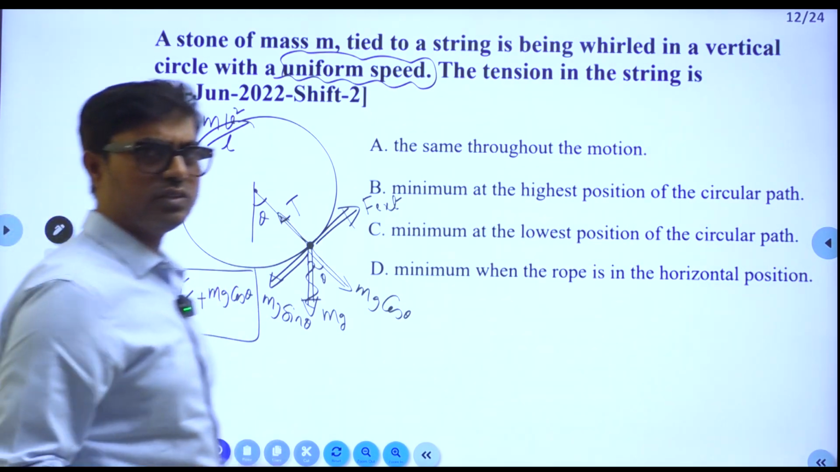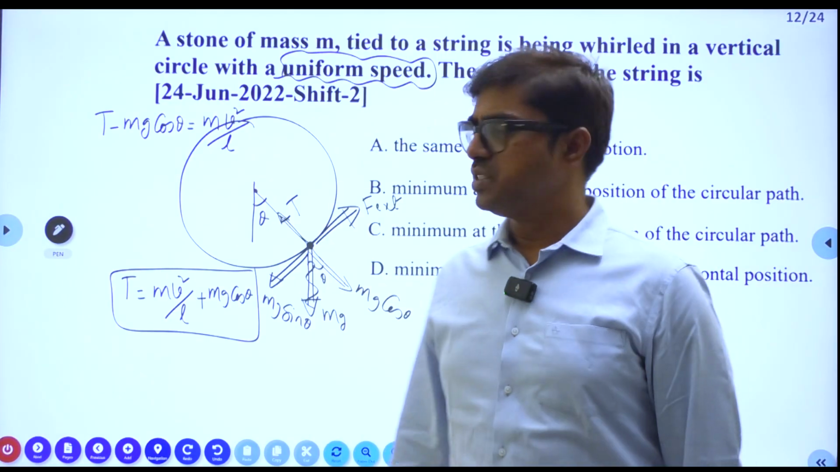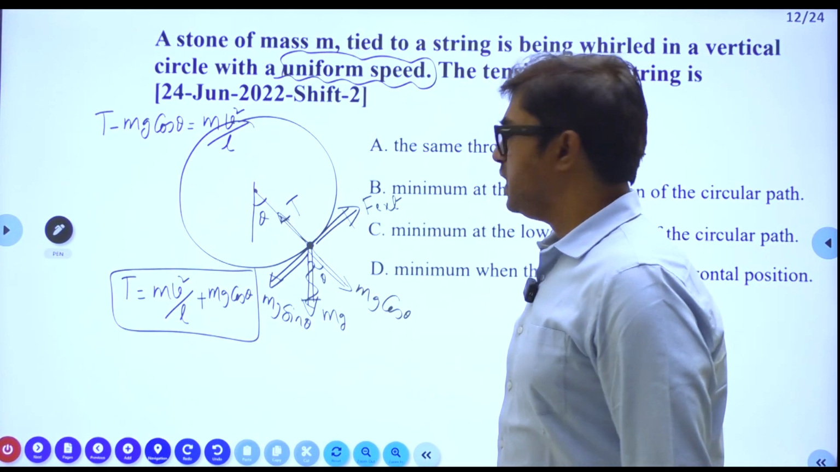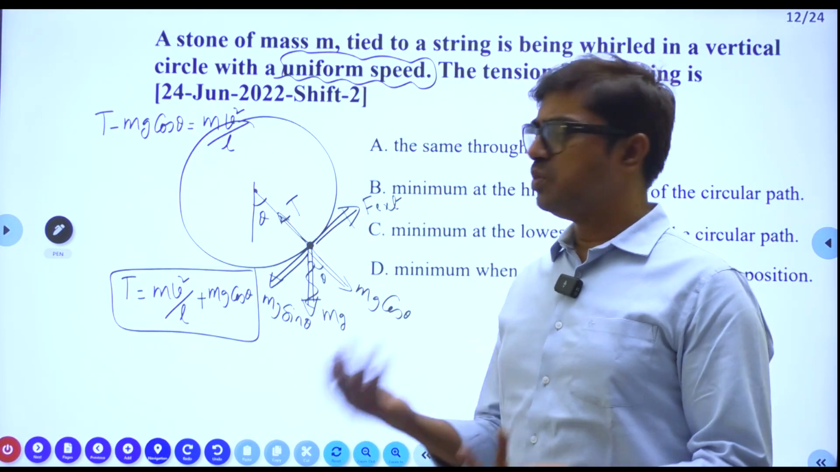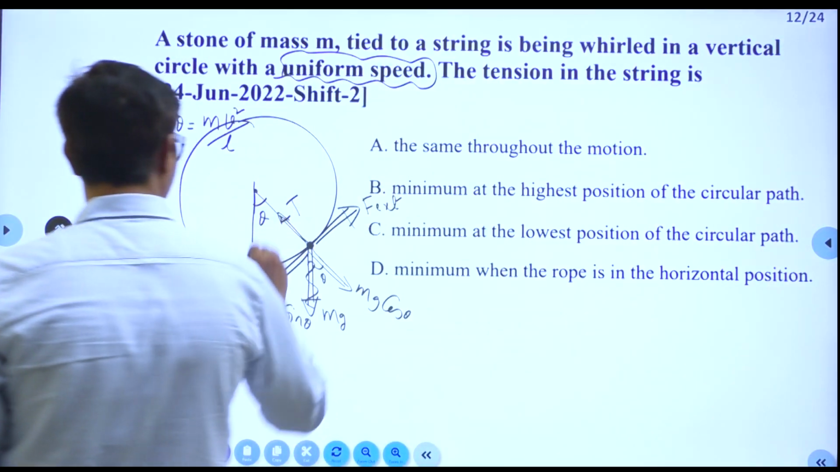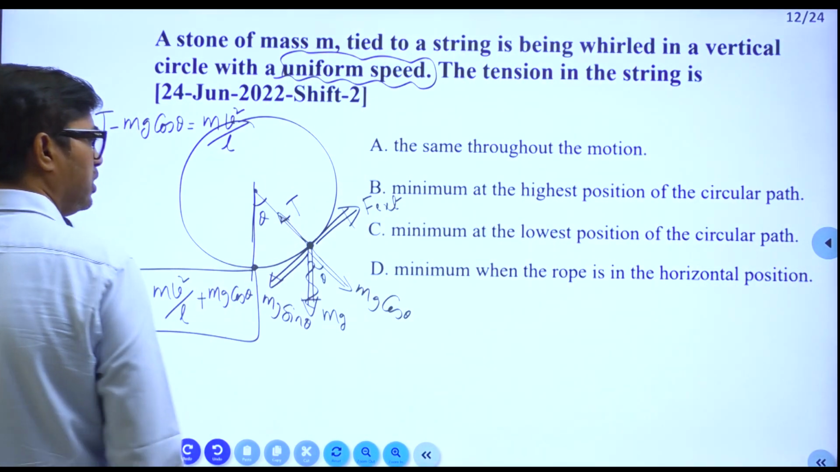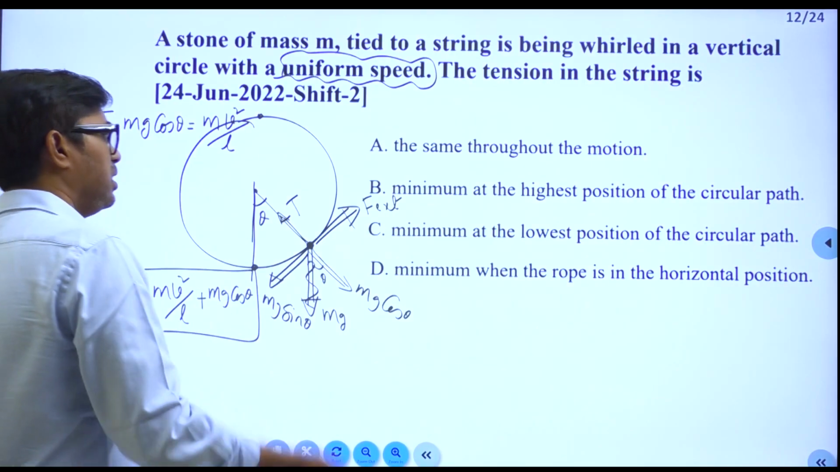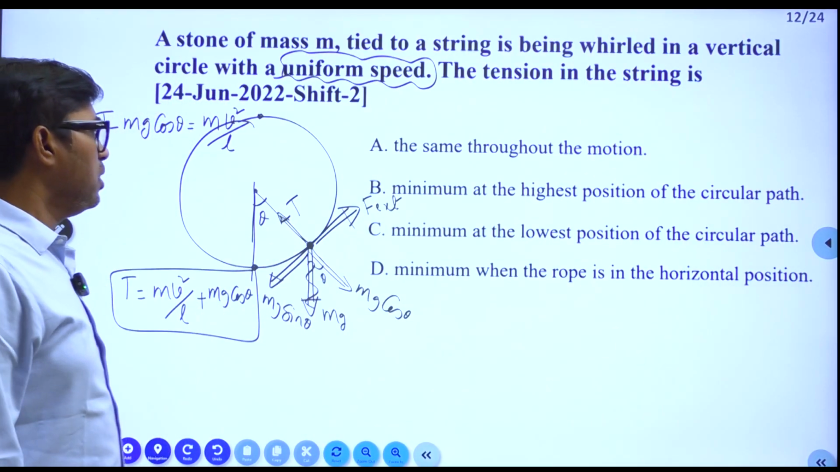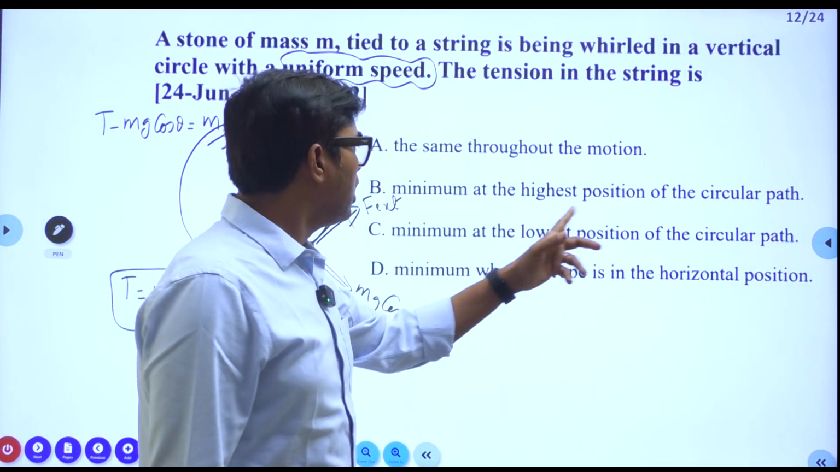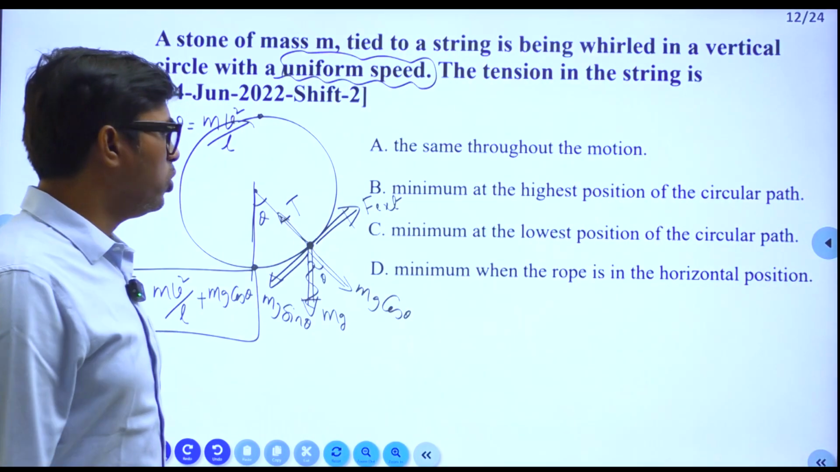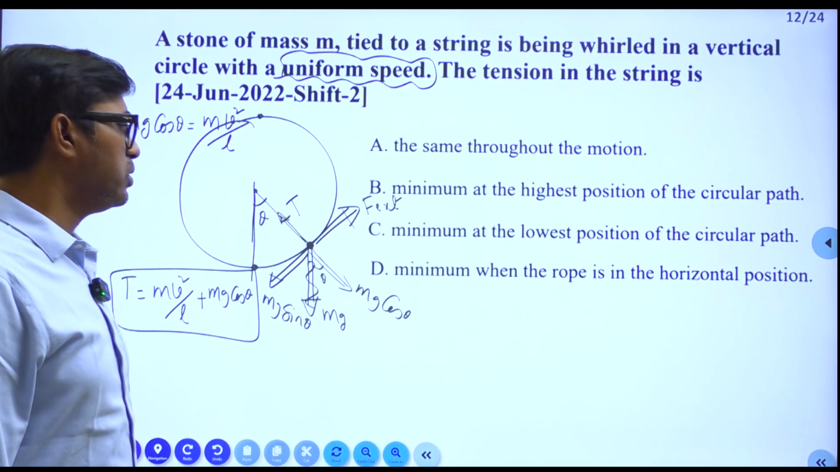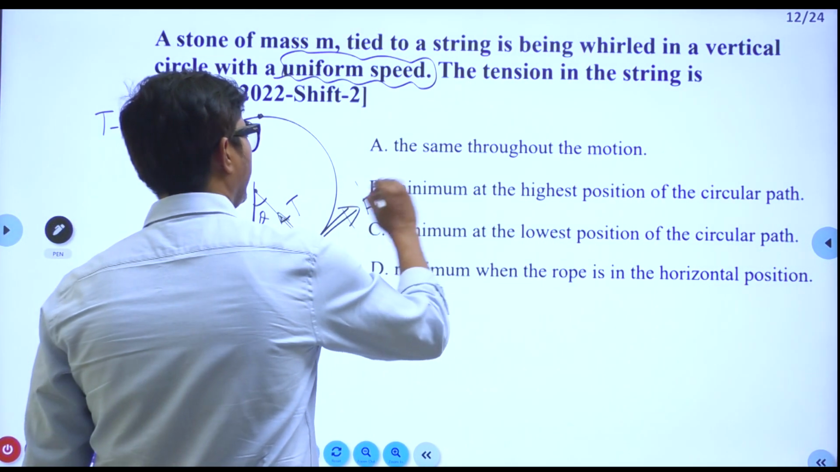So here mv square by L is constant, but mg cos theta is changing. Now when theta is least, you will have the maximum cos theta. So when theta equals 0, that is the lowest point, that's where the tension will be maximum. When theta equals 180, cos theta is least, that's where the tension will be minimum. The same throughout the motion: minimum at the highest point of the circular path, maximum at the lowest point, and minimum when the rope is in the horizontal position. So B is the best option.